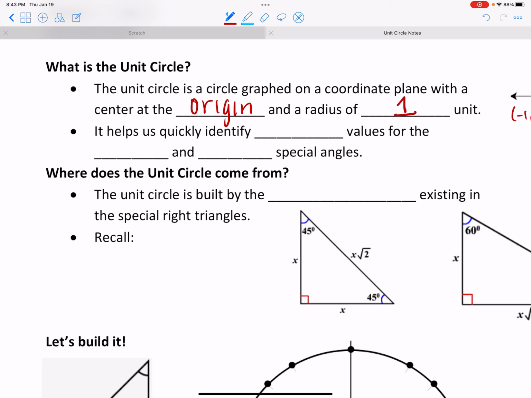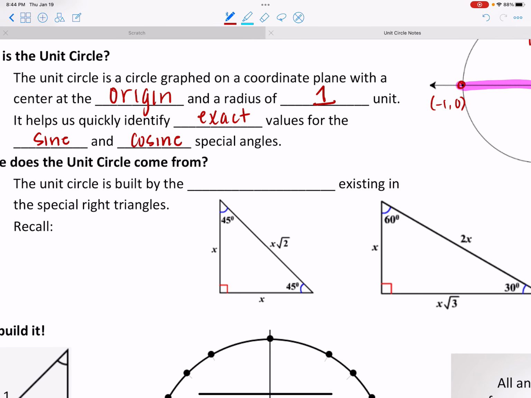Well, once it's all built, then the unit circle is basically used as a reference sheet. And what it allows us to do is really quickly identify exact values for the sine and the cosine of what I'm going to call special angles, the same special angles that we saw in our special right triangles. So these special right triangles are what build the unit circle, and when I say these triangles, what I mean specifically is the patterns.